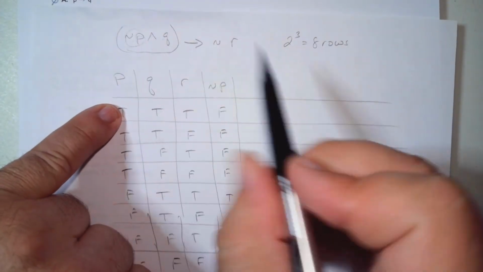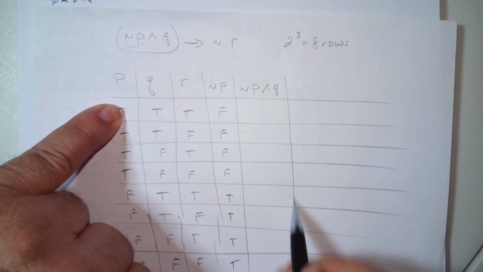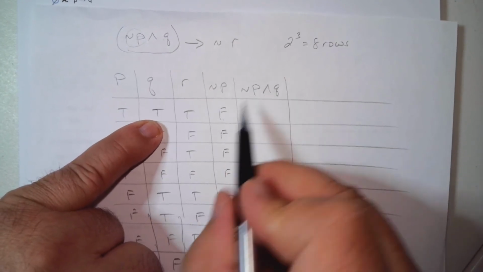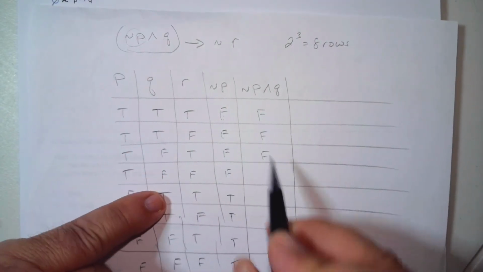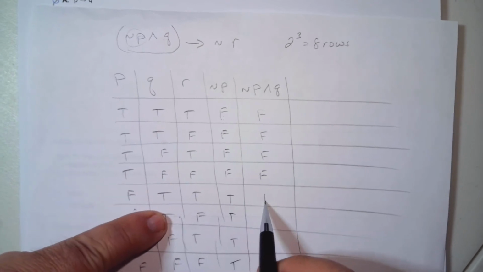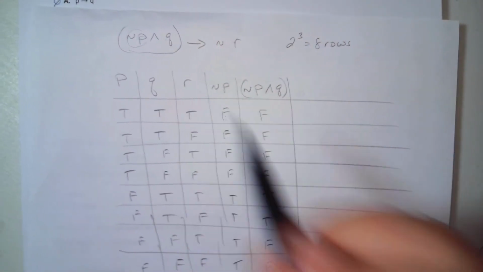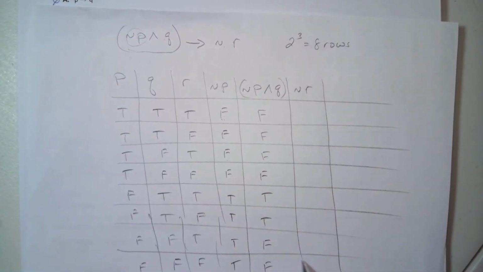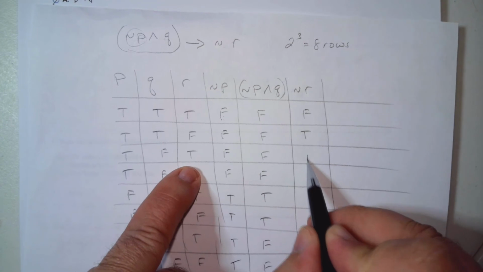So now we have not P. Now we have to do not P and Q. So look at these two. That's the single pipe. If either one's closed, no water comes out. If they're both open, it comes out. Okay, so there's the first part. Then we have to find not R. Change these letters, so true becomes false, false becomes true.